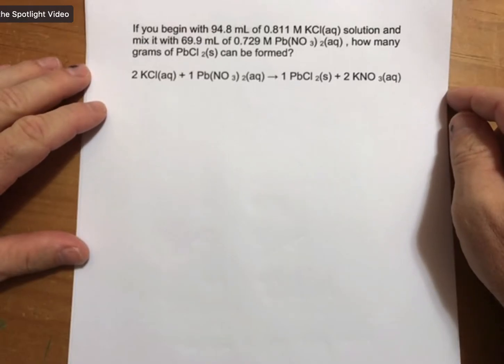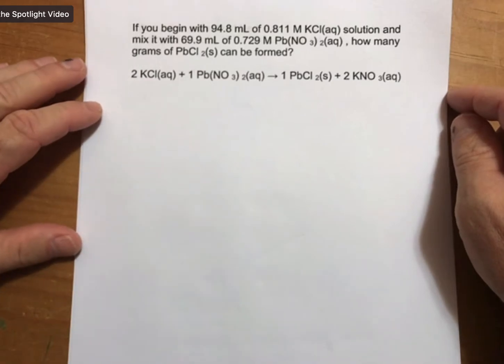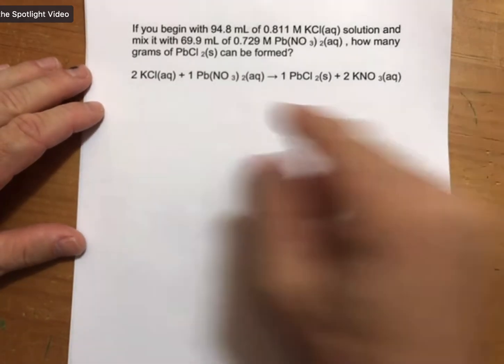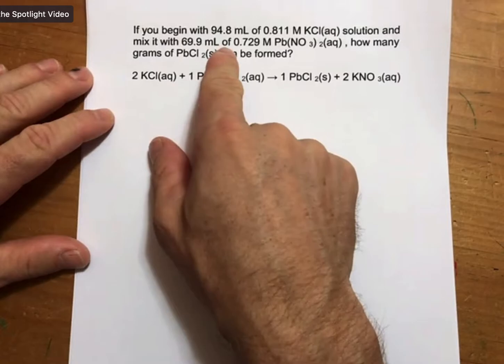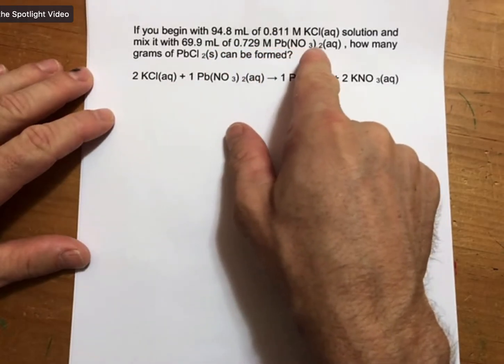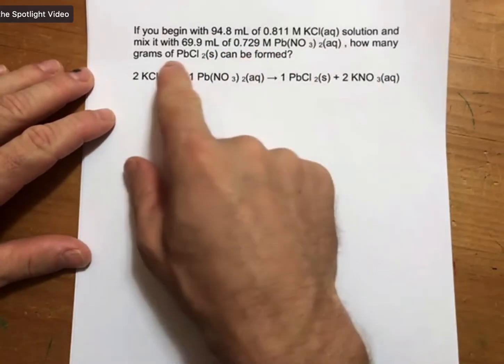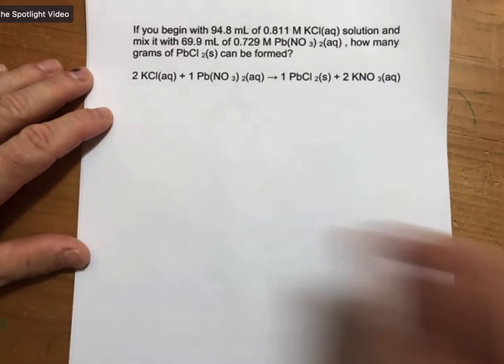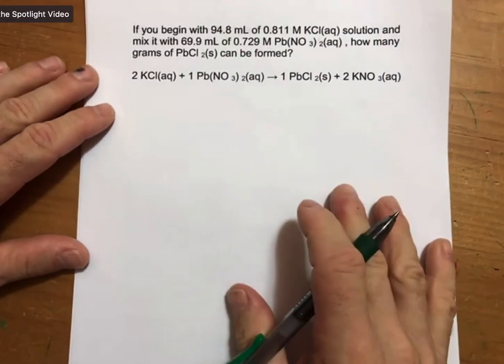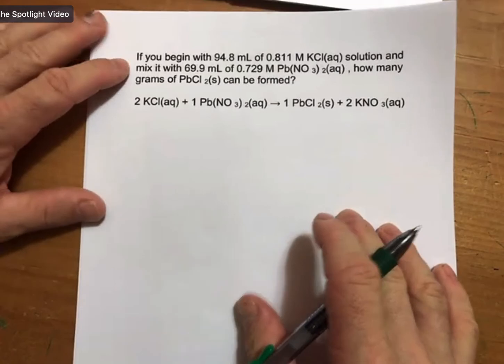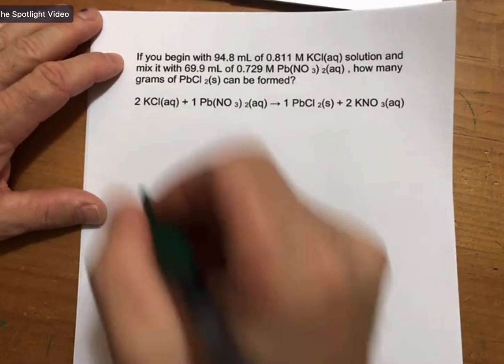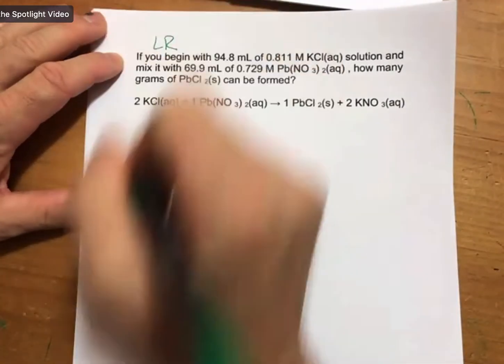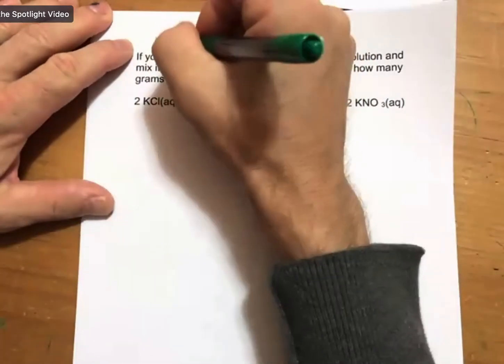94.8 milliliters of 0.1811 molar potassium chloride solution and mix it with some milliliters of lead 2 nitrate solution, how many grams of lead 2 chloride can be formed? So this question screams limiting reactant problem. So I'm going to put LR up here.